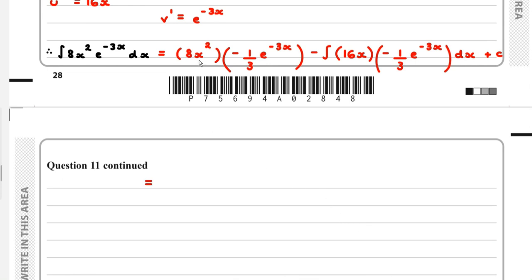So 8x squared multiplied by -1/3 e to the -3x, that's -8/3 x squared e to the -3x. And then we add on, and the reason we add on is because we've got a negative, then we have 16 times by a third, so we add on 16/3, and then we've got the integral of x e to the -3x with respect to x, and then we add on a constant of integration c. And so to integrate x e to the -3x with respect to x, here again we'd have to use integration by parts.